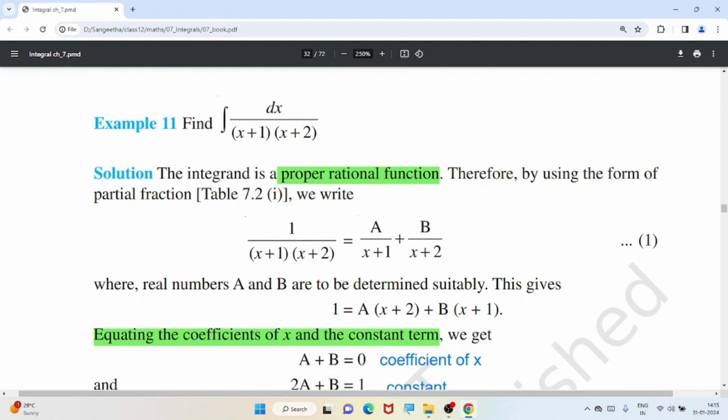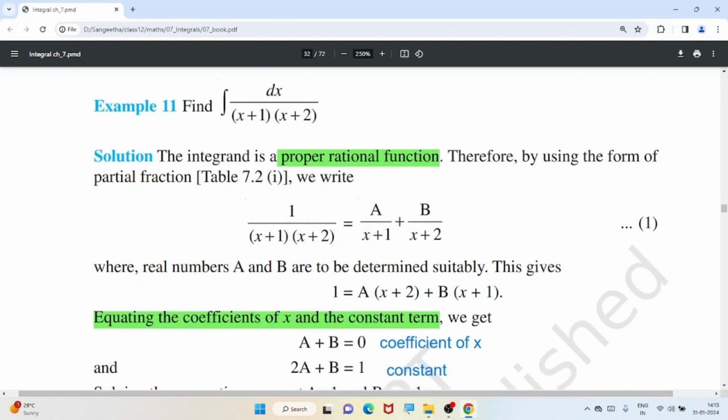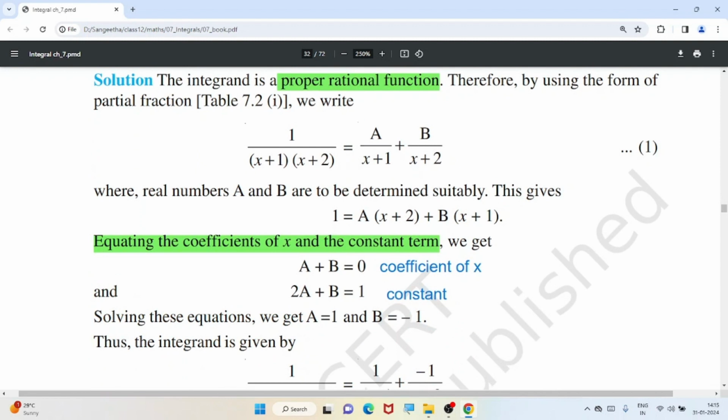It is a proper rational function, because the degree of the numerator is less than the degree of the denominator. Therefore, using one of the formulas, here equating the coefficients of x and constant terms: you see ax here, bx, and the coefficient of x is 0 here, so a plus b equals 0. 2a plus b equals 1, that is the constant. Then after solving you will get this.